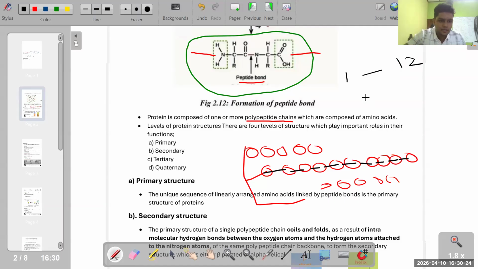So what factors affect the function? Normally we learn this under the enzyme section, right? Temperature and pH are the ones that affect it. But here under proteins they haven't given those sections, so they won't be asking such questions.